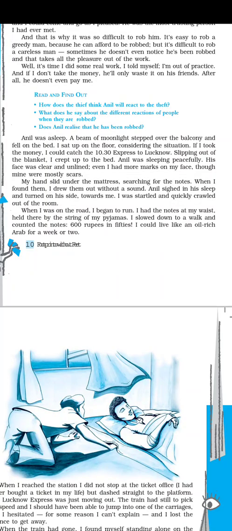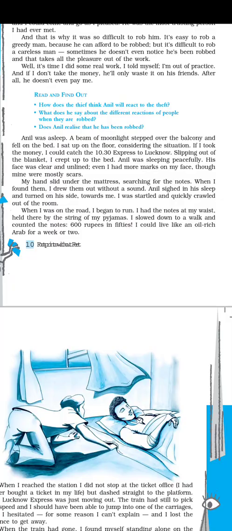Anil was sleeping peacefully. His face was clear, okay, and unlined. Unlined means if you look at the next page, you will get the meaning, that is without any tension, worry, or anxiety. That's why without any line or unlined means when you are tensed, then you can find many lines on your face. So he was very much tension free. That's why his face was kind of clear, unlined, right?